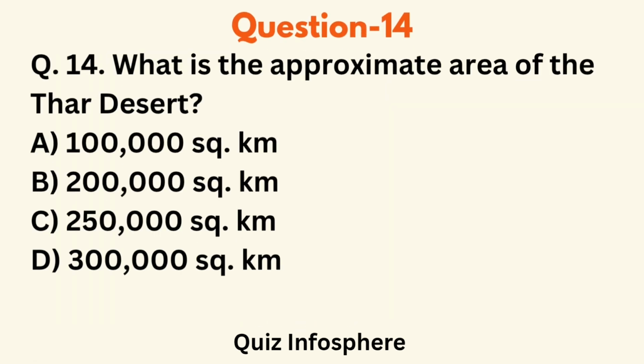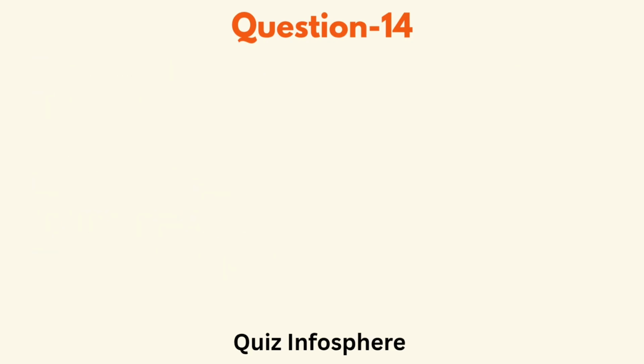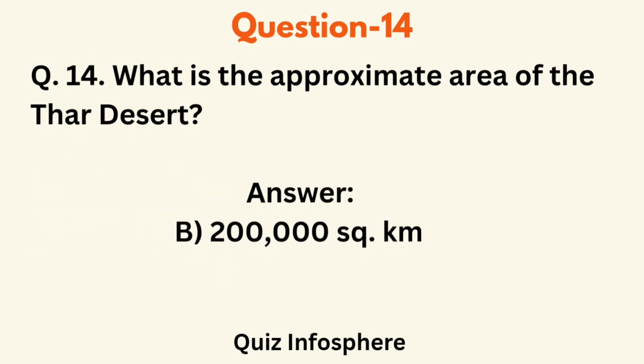Question 14. What is the approximate area of the Thar Desert? 100,000 square kilometers, 200,000 square kilometers, 250,000 square kilometers, 300,000 square kilometers. The correct answer is option B, 200,000 square kilometers.